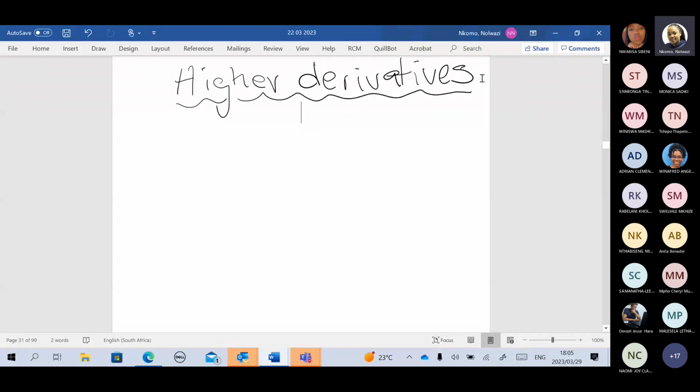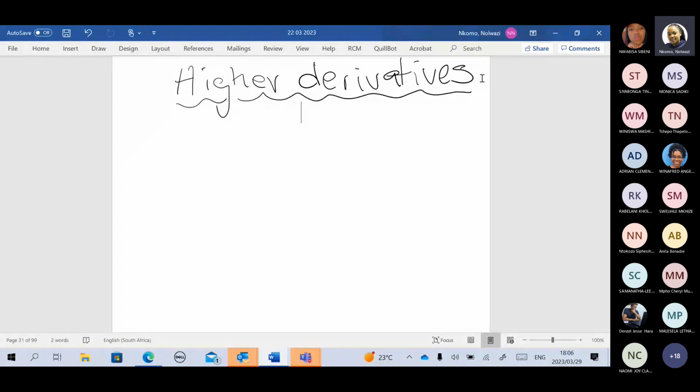Last time we did differentiation, the first derivative, right? Today we'll be doing the higher derivatives, which is the collective of the first, second, third, fourth derivative, etc. From the second derivative until the nth derivative, these are called the higher derivatives.